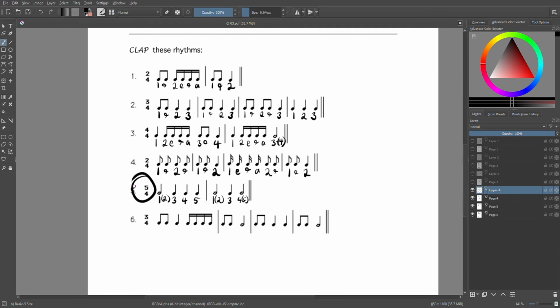That's another weird one that you won't see very often, but it does exist. It's actually kind of fun to sing and play music that's in 5/4. Finally, we're on number 6. 3/4 measure.